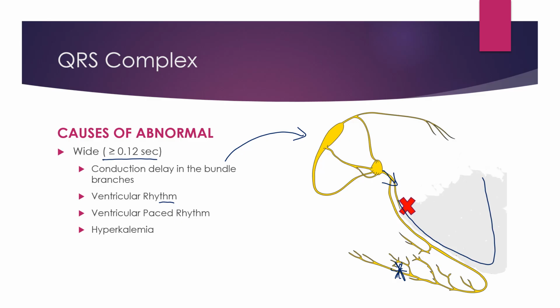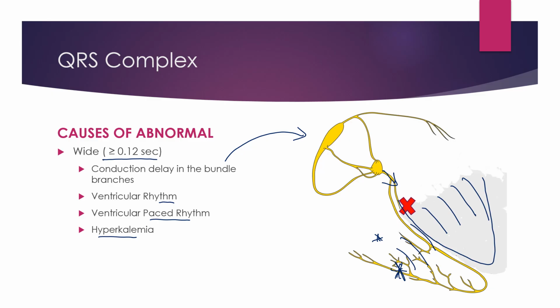So what happens is that impulse still has to travel cell to cell to cell all the way around, okay? Same with a ventricular paced rhythm. Most ventricular pacemakers, the wire is placed in one chamber, right? And so it's going to give that same appearance. Hyperkalemia can also cause widening of the QRS. Okay, so those are your differentials for a wide QRS.